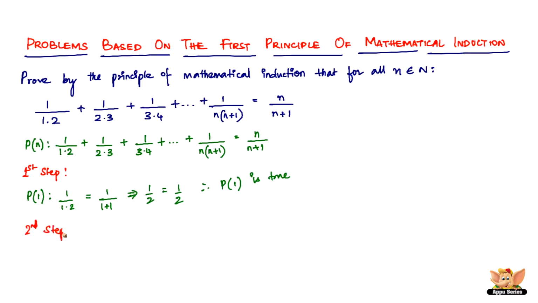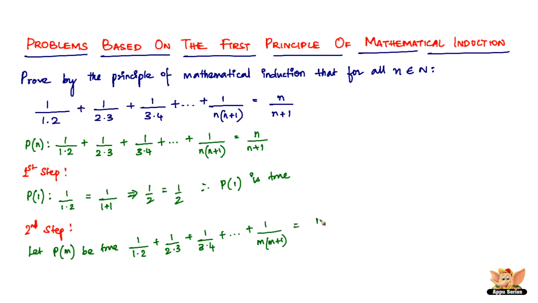The second step is nothing but, it's just an assumption. Let P of m be true already. So if it is true, then what we have? If it is true, we have 1 divided by 1 times 2 plus 1 divided by 2 times 3 plus 1 divided by 3 times 4 plus ... plus 1 divided by m times m plus 1 equals m divided by m plus 1. So this is what we have if we assume that P of m is true. Alright. So this is the second step.